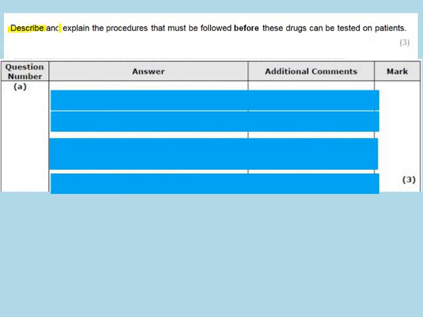So describe and explain, say how or why, the procedures that must be followed before these drugs can be tested on patients. If you feel confident, hide your notes from before and just try and do this by memory. Otherwise, you're welcome to have a quick peek. So think, what happens before you give a drug to patients? What are those procedures that are followed? And explain why they're followed. 3 marks, off you go.